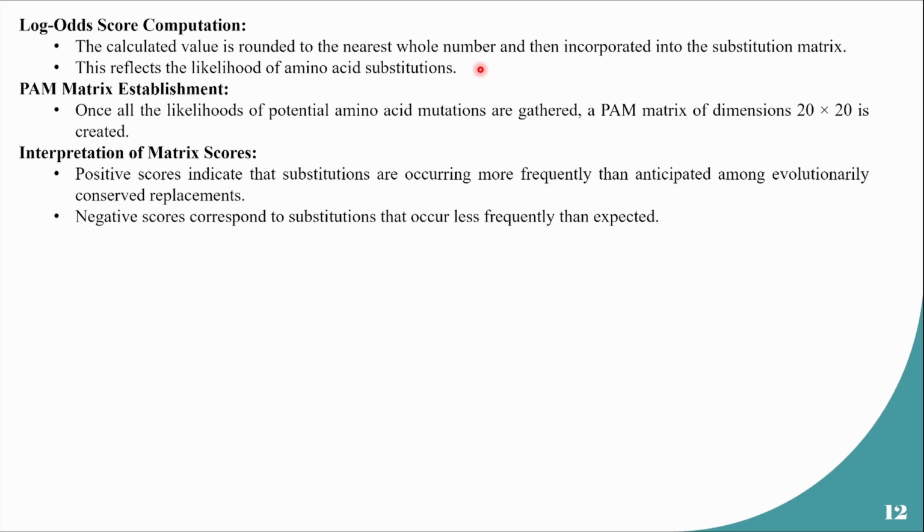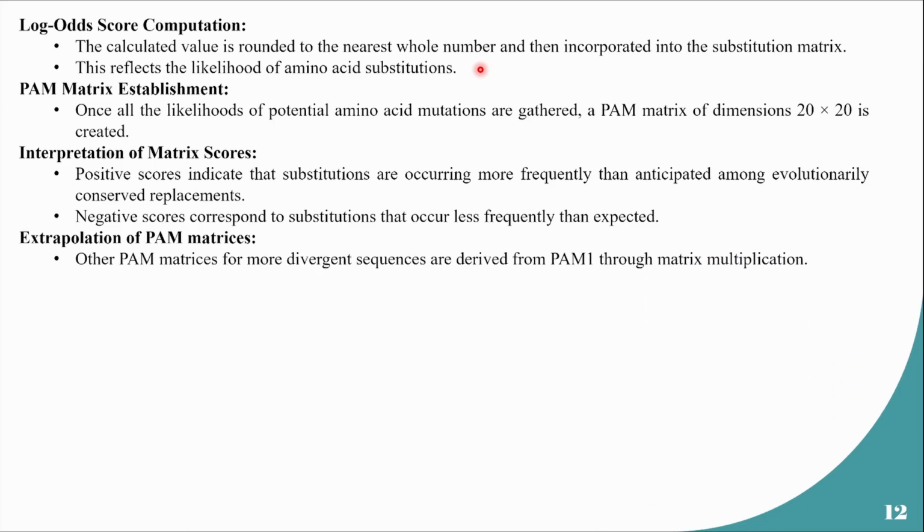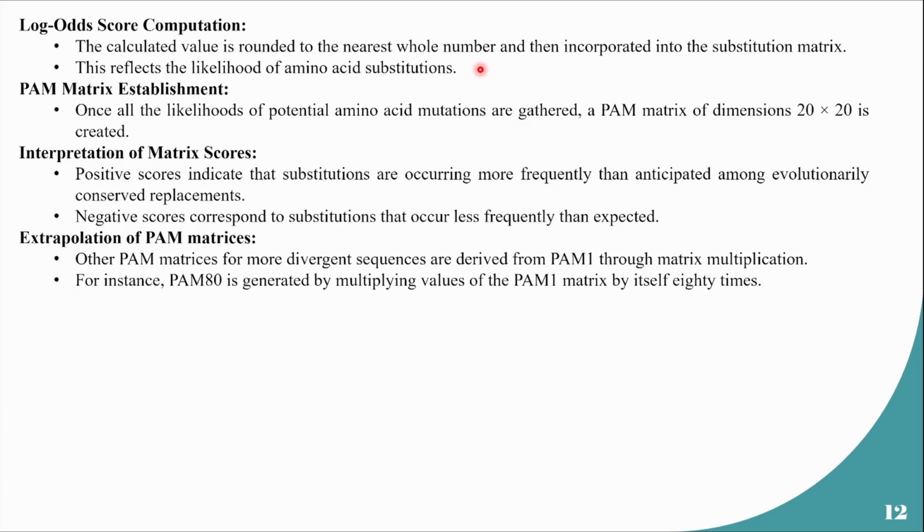In that case, it uses extrapolation. From matrix multiplication, the matrices on a higher evolutionary scale, for example PAM40, PAM80, PAM250, are considered constructed by multiplying the PAM1 matrix with itself. That will give, let's say, PAM2, and then again, that will give PAM3, and so on. For example, PAM80 is generated by PAM1 matrix times PAM1 matrix. We have to do that 80 times, right? So PAM1 into PAM1, you have to do that 80 times. That will give PAM80.